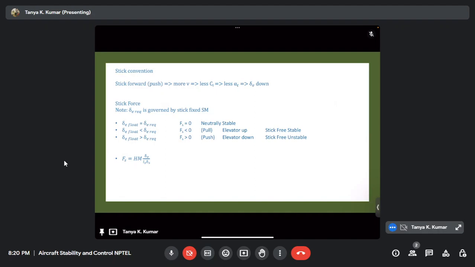Then this was the equation for the stick force: hinge moment times delta E by Ls into delta S. What are Ls and delta S? Delta E is the elevator deflection, HM is the hinge moment. What is Ls delta S? Can someone tell me?